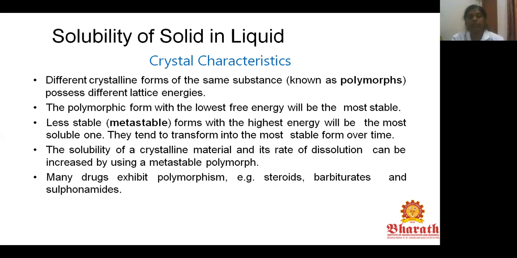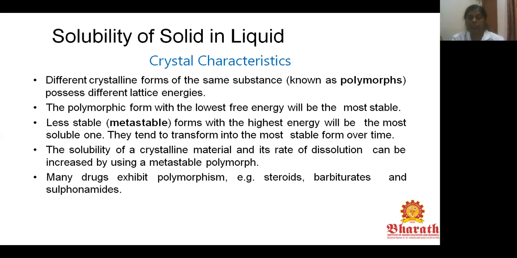So different crystal forms of the same substance are known as polymorphs, which possess different lattice energies. The polymorphic form with the lowest free energy will be the most stable one. So the less stable forms with the highest energy will be the most soluble ones. They tend to transform into the most stable form over time. So the solubility of the crystalline material and its rate of dissolution can be increased by using the metastable polymorph.